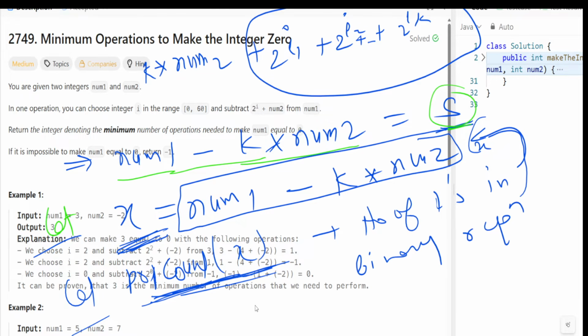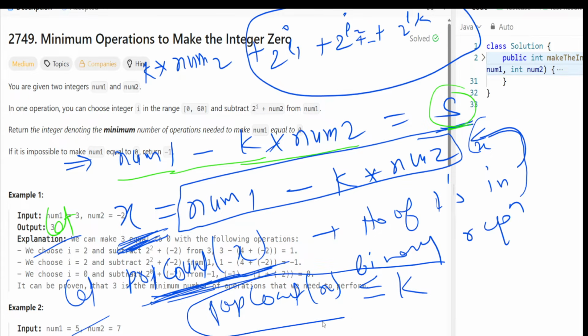So the pop count is the minimum number of powers of 2 required to form x. That is fine. So we must have pop count of x less than or equal to k. Am I right or not? I'm right?